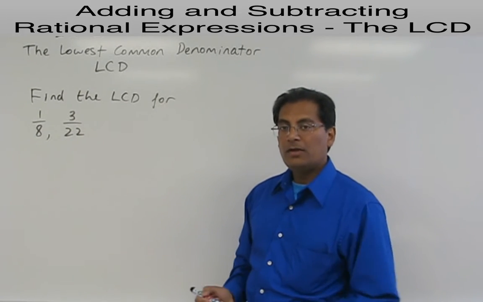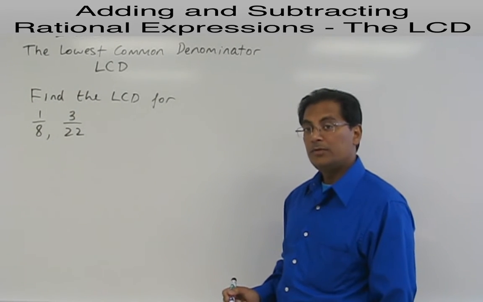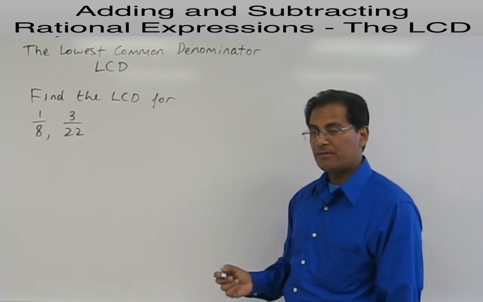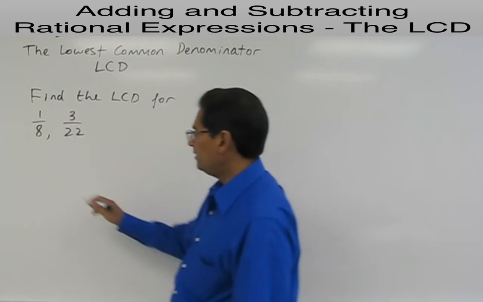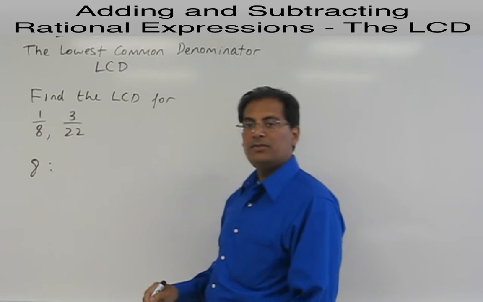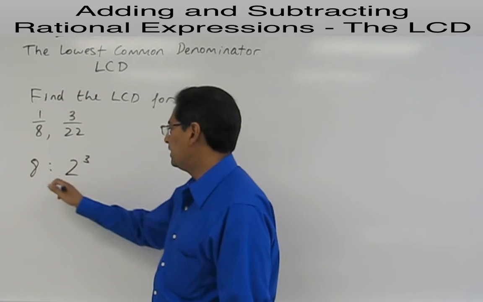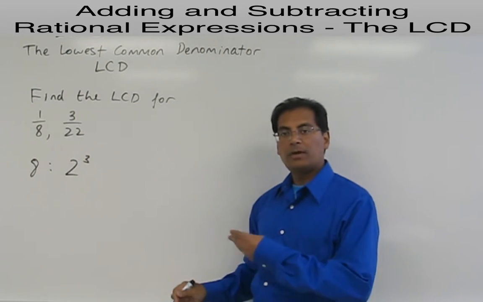To do that, what we actually have to do is factor each of these numbers to their basic factors. We call that prime factorization. So if I look at 8, what are the factors of 8? Well, 8 is 2 times 2 times 2. So we have 2 cubed, in other words, 8. 2 times 2 times 2.